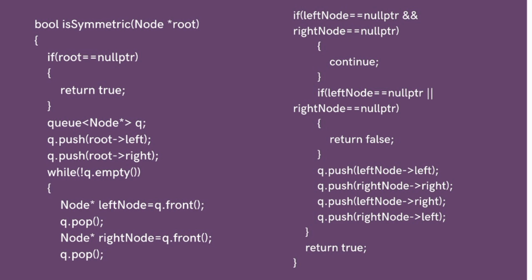Within the is-symmetric function, we handle each level of the tree by checking pairs of nodes. First, we compare the left child of the left node with the right child of the right node. Then we compare the right child of the left node with the left child of the right node. If any of these comparisons fail, we can safely conclude the tree isn't symmetric. If all comparisons hold true for every node, then the function returns true, confirming that the binary tree is symmetric.